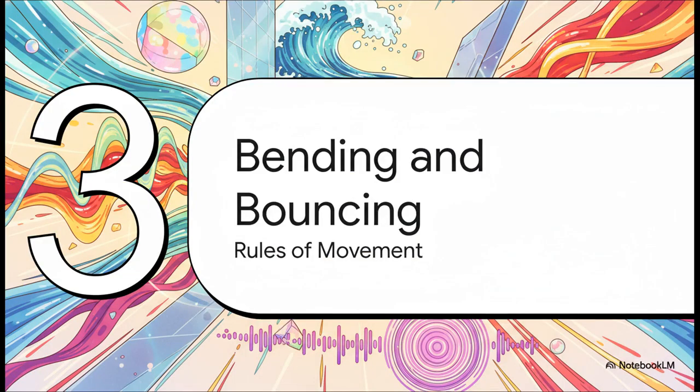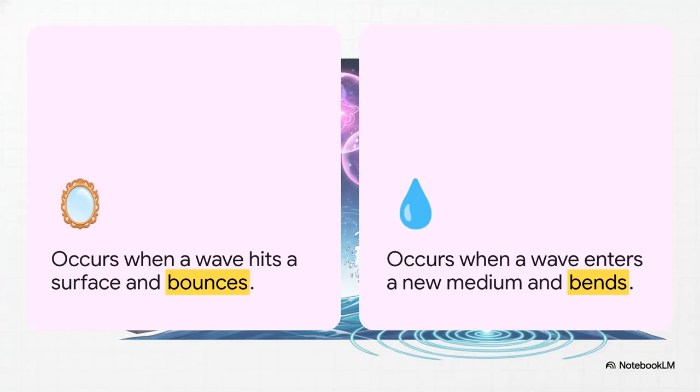Section 3. Bending and bouncing waves, the rules of movement. Let's explore the physical rules that dictate how these waves interact with the environment around them. We need to compare bouncing versus bending. Reflection happens when a wave encounters a boundary it just cannot penetrate, so it bounces back. This is strictly governed by the law of reflection, which tells us that the angle of incidence exactly equals the angle of reflection. Refraction, however, is a different story.